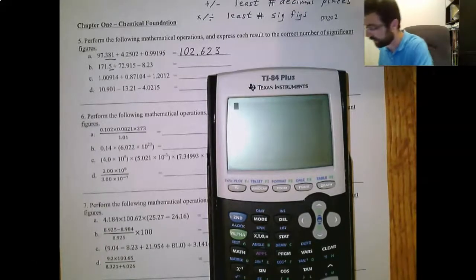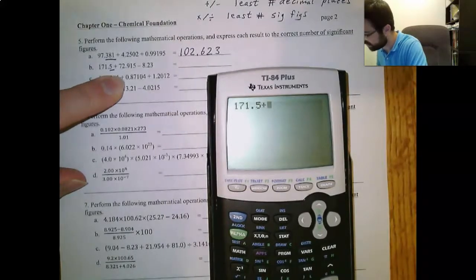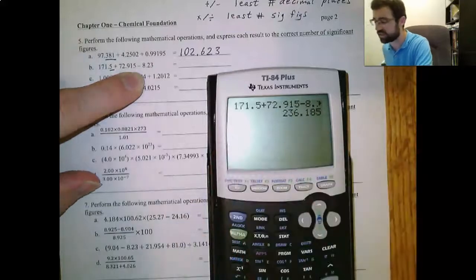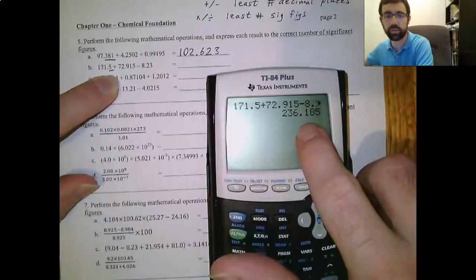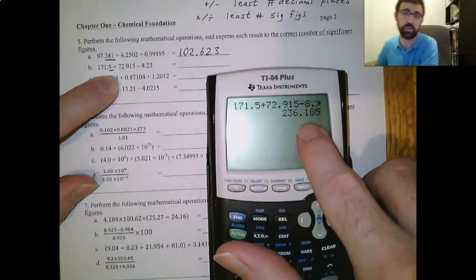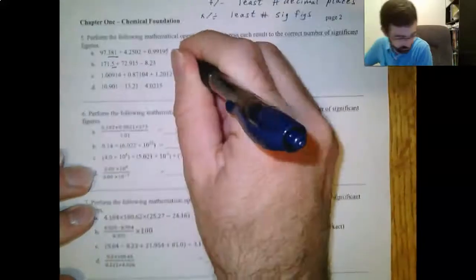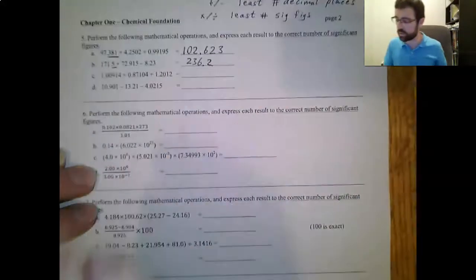We all do, okay? So 171.5 plus 72.915 minus 8.23. Got that number there. I want to keep the least number of decimal places, which is 1 decimal place. Does that 1 round up, or does it stay the same? Rounds up to a 2, so we have 236.2. Next one.